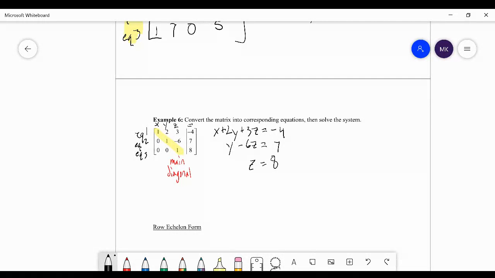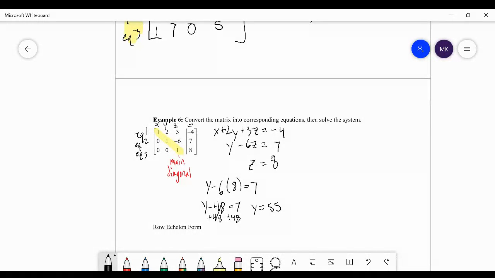So I can use that to help me, and I get that y minus 6 times 8 equals 7. Well, 6 times 8 is 48, so we get y minus 48 equals 7. Add 48 to both sides. We get y equals 55. I normally do that below, but I'm kind of running out of room, so I didn't want to jump it.